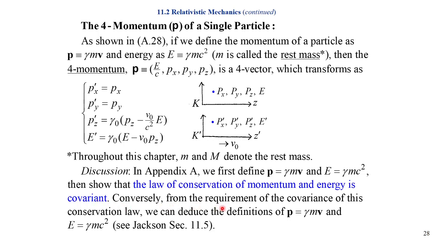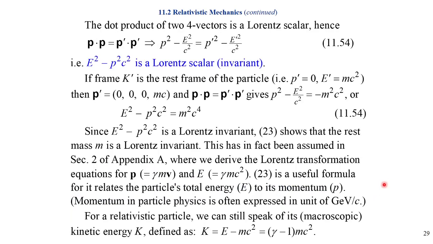Conversely, from the requirement of the covariance of this conservation law, we can obtain the definition of P as this one and E as this one. So you can start from this definition and obtain this one, or start from here and obtain this one. Okay. Move on to the next page.